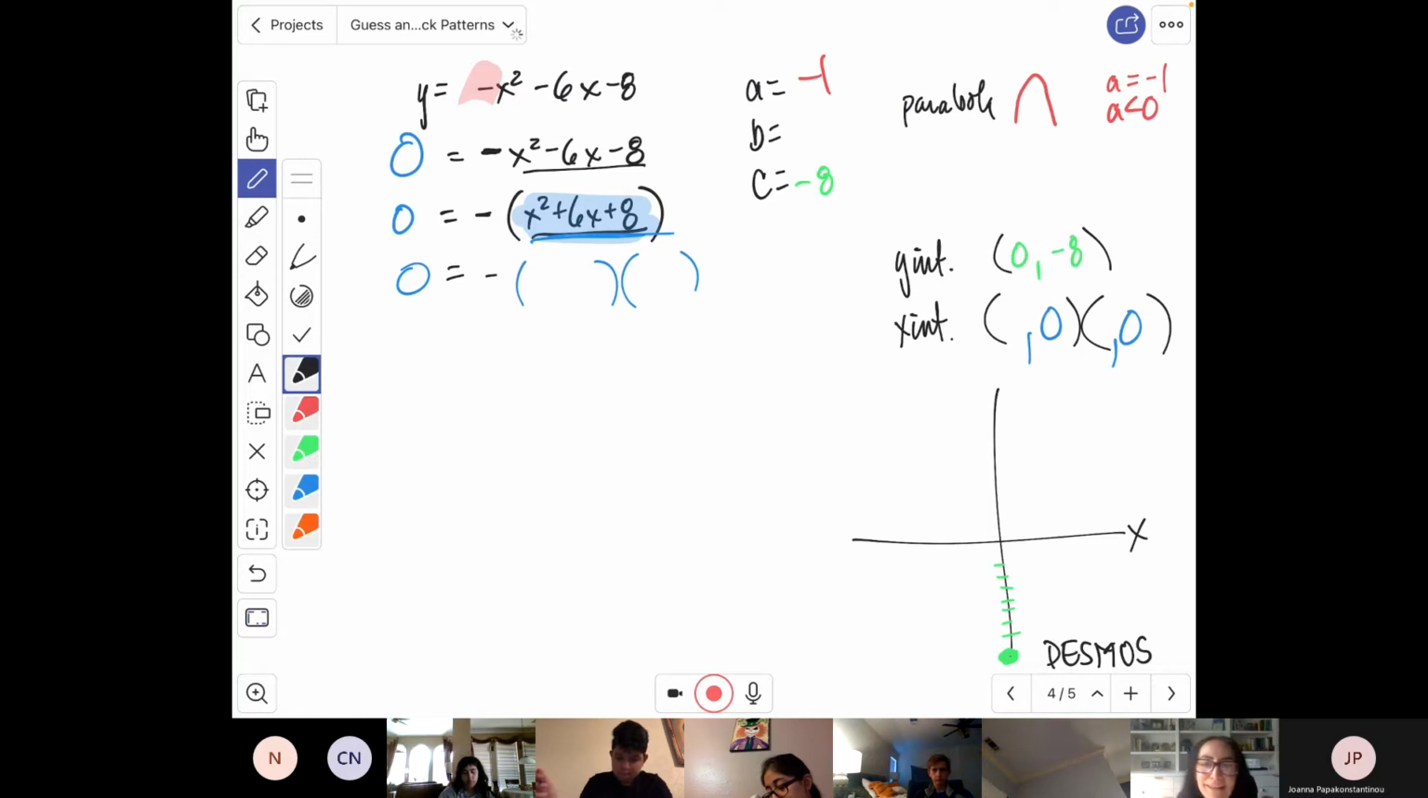Does anybody think they got the factors? Do we have the factors? Do we know these factors? Anybody? Is it x plus 2 and x plus 4? It is.